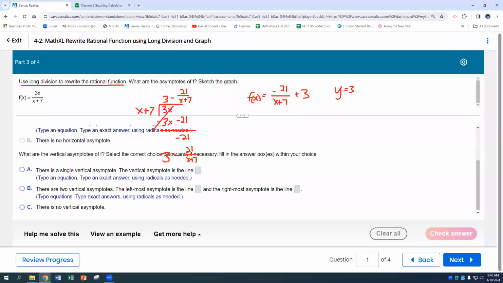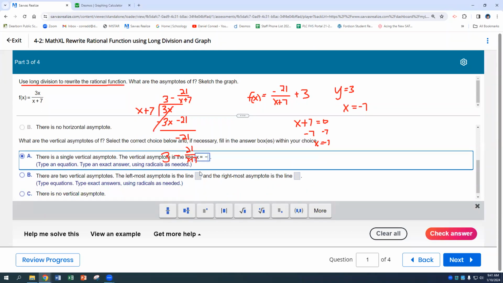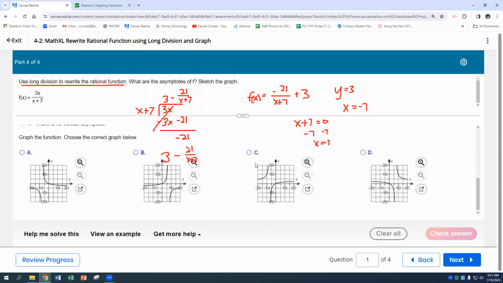Perfect. Okay, and then my vertical asymptote is when my denominator is going to be equal to 0. So I'm going to set x plus 7 equal to 0. I subtract 7 on both sides. I get x equals negative 7. So my vertical asymptote is x equals negative 7. That's when the denominator here is equal to 0. So there is a single vertical asymptote, and it's x equals negative 7. Negative 7 is the x value that gives us a 0 in the denominator.